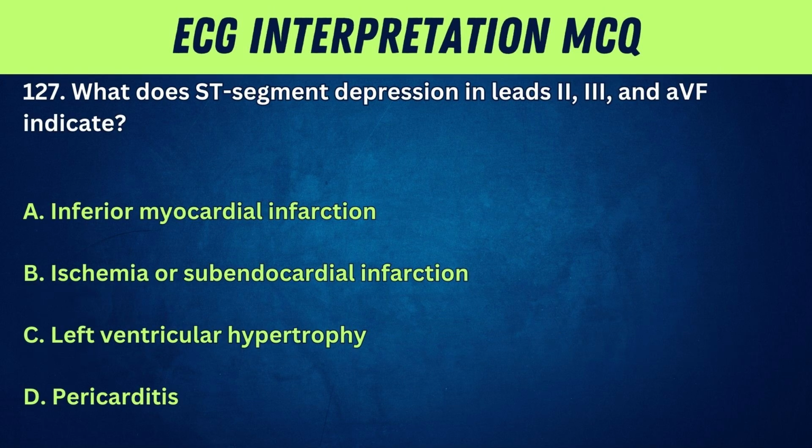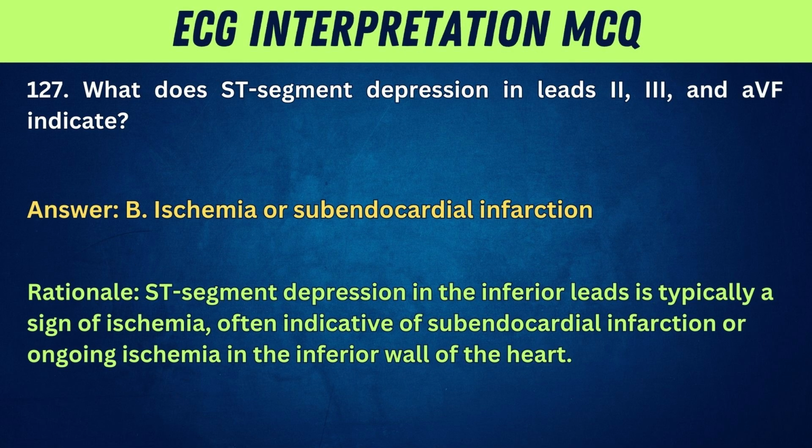127. What does ST segment depression in leads 2, 3, and AVF indicate? A. Inferior myocardial infarction. B. Ischemia or subendocardial infarction. C. Left ventricular hypertrophy. D. Pericarditis. Answer: B. Ischemia or subendocardial infarction. Rationale: ST segment depression in the inferior leads is typically a sign of ischemia, often indicative of subendocardial infarction or ongoing ischemia in the inferior wall of the heart.